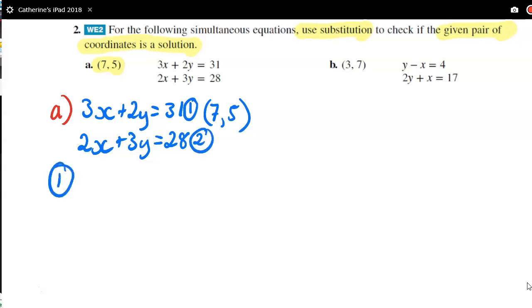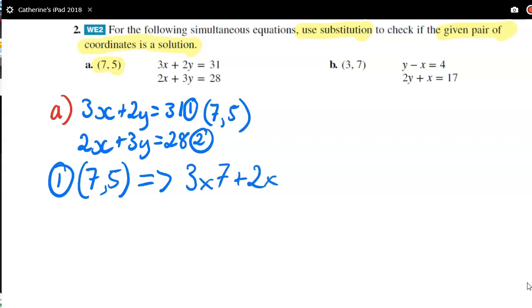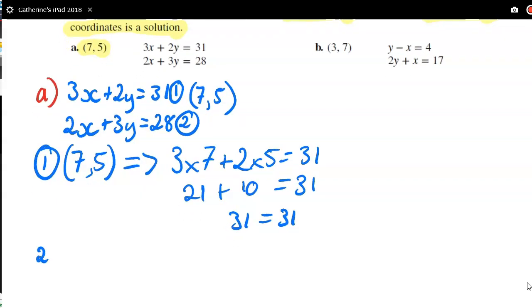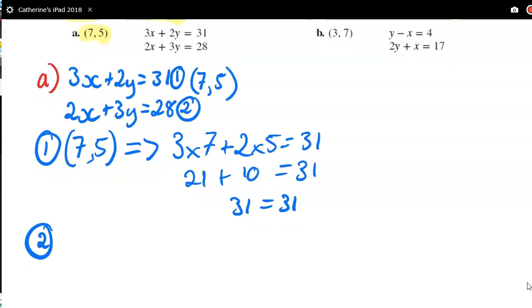So let's sub into equation 1 first, subbing in that coordinate. That means 3 times 7 plus 2 times 5 equals 31. So 21 plus 10 equals 31. 31 equals 31. Okay, so far so good. Let's do it for equation 2. You have to do it for both to see if the point lies on both lines.